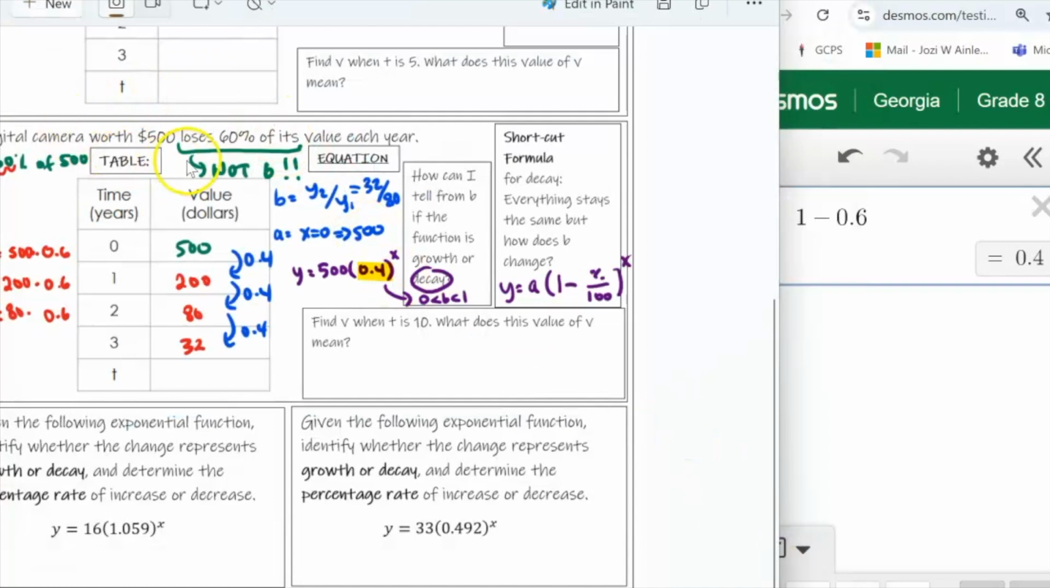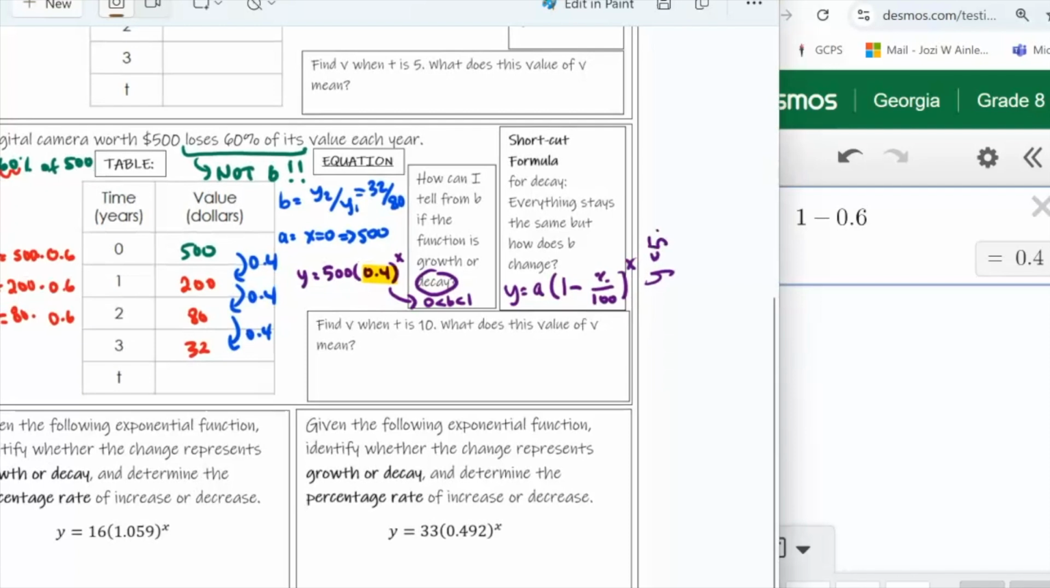I'm starting off with my question, right? And I don't have any of this work done, just this question. A digital camera worth 500 loses 60% of its value each year. Find the formula. I'm going to do it right here. So y equals my a value, which is what? 500. All right. Then I go 1 minus, what's the percent? 60 over 100 to the power of x.